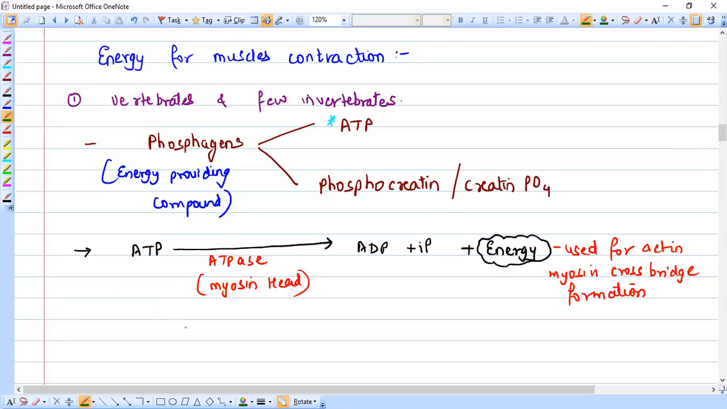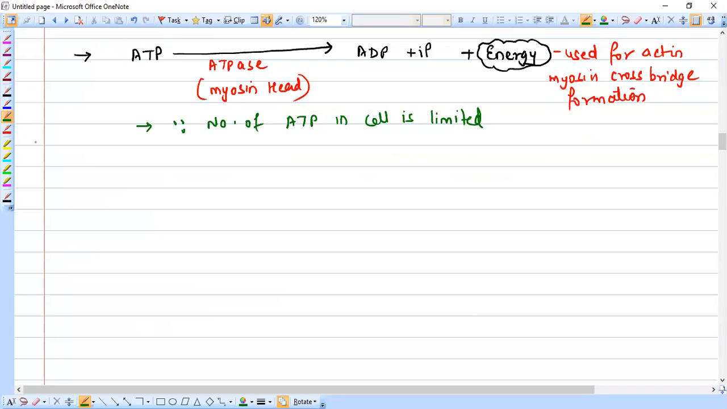But what if the energy is less? Because we all know that the number of ATP in a cell is limited, so under such condition, if you want more energy, how will things work? We have to go for step number 2 for getting ATP. Step number 2 says generation of ATP. Now we need to generate ATP. Definitely ATP will not be generated that much, but still some amount of ATP will be generated that will help you to carry on your process.